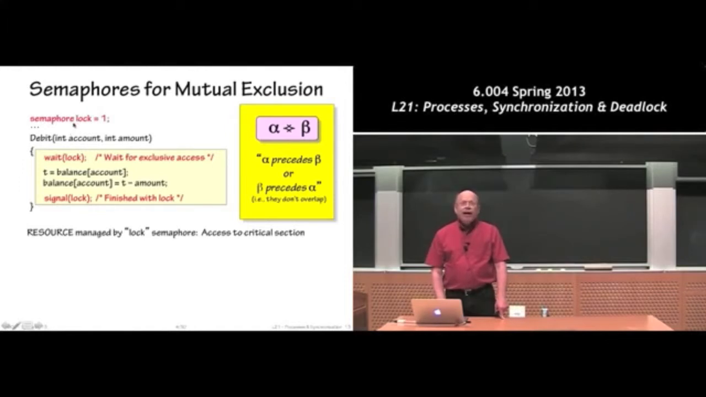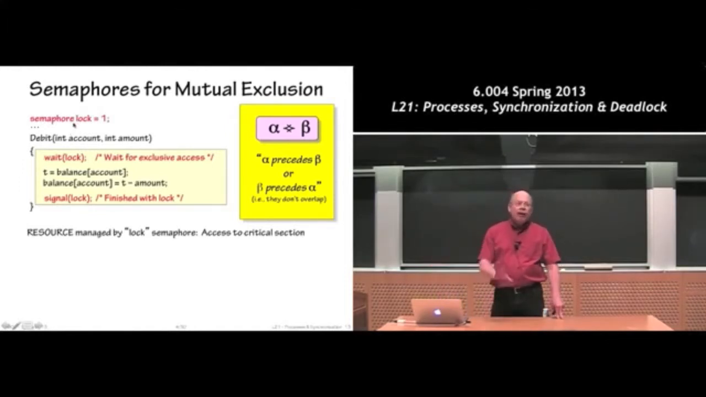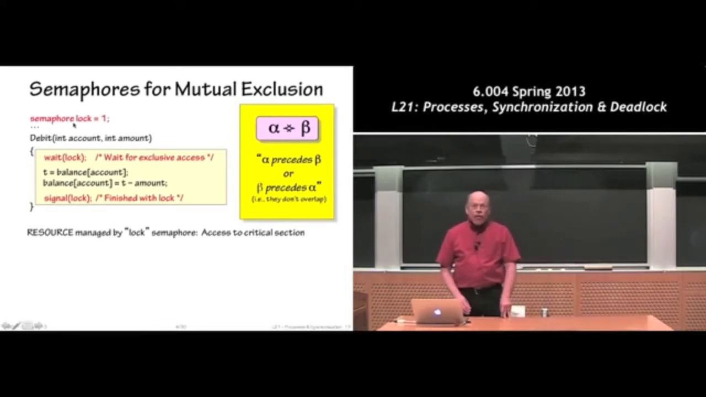Think of this as a resource we're managing, a single resource, which is the right to be in this chunk of code. That's the resource we're managing, the right to run these instructions. And we're going to allow exactly one person to have that right at any given time. Think of it as a token. I'm going to hand out the token, and I have to wait until you hand it back before somebody else can run.